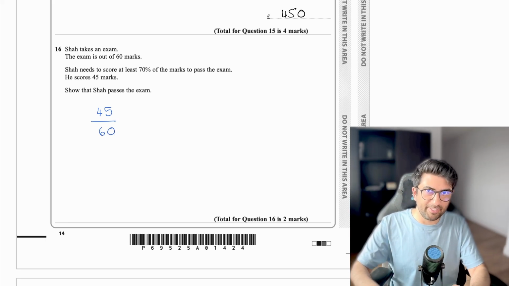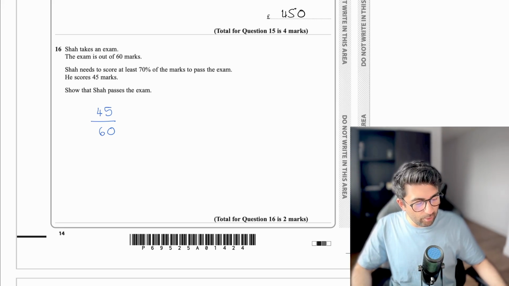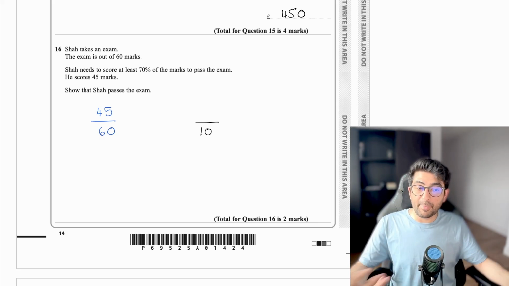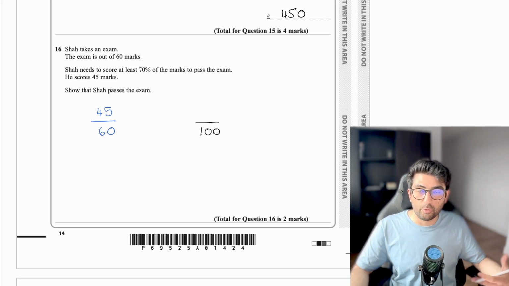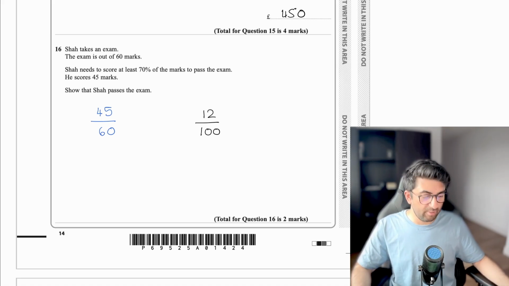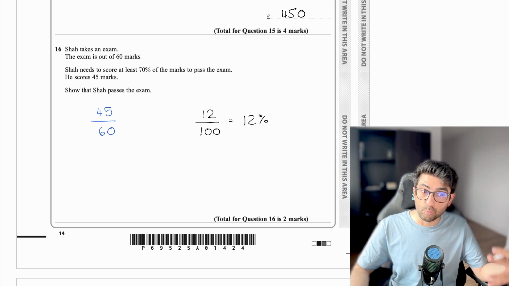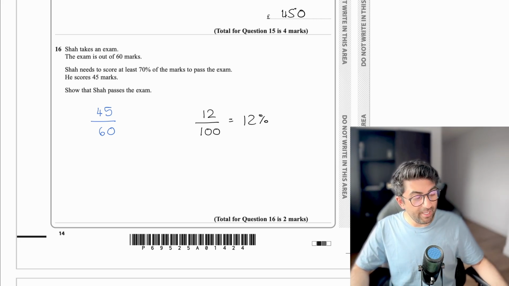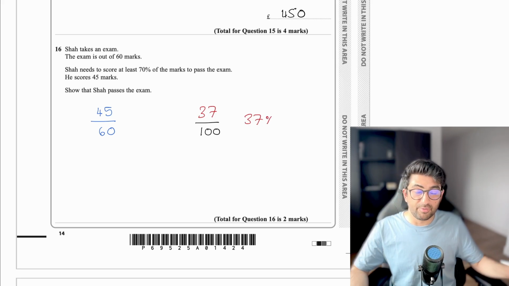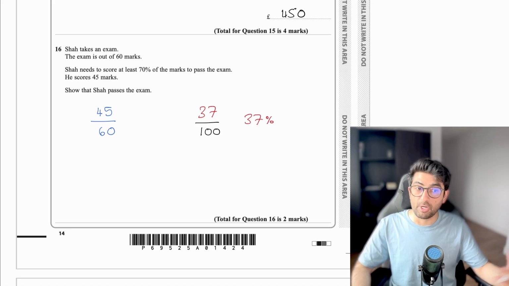So the easiest way to turn any fraction into a percentage is trying to get it out of 100. If it's some number out of 100, that fraction automatically becomes a percentage. So for example, if it was 12 out of 100, that's 12%. If it's out of 100, your numerator is your percentage. If it was 37 out of 100, that's 37%. So the easiest way is to make it over 100 somehow. So let's see if I can make this over 100.